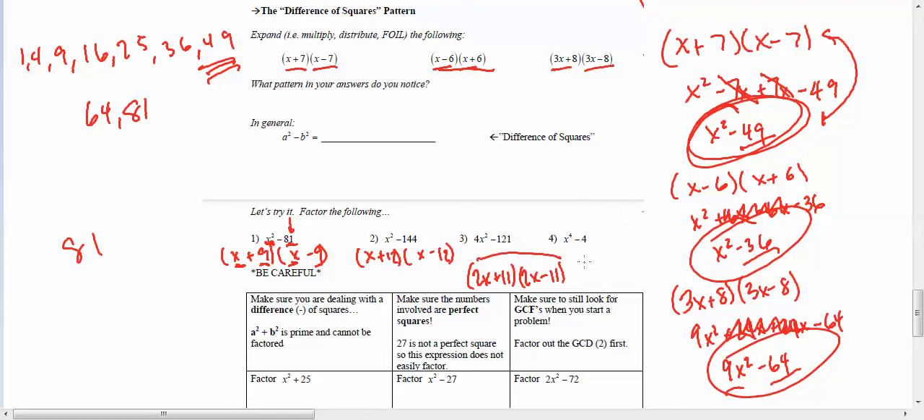This one's a little bit weird too. Let's make the parentheses. What times itself gives me x to the fourth power? Well, x squared times x squared gives me x to the fourth power. And then I have a plus 2 and a minus 2.